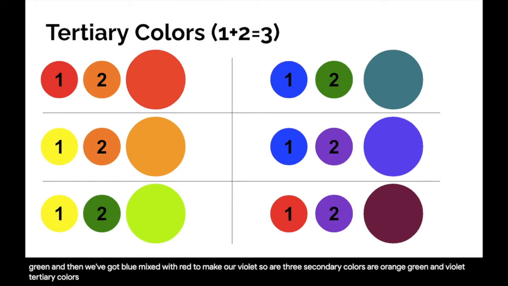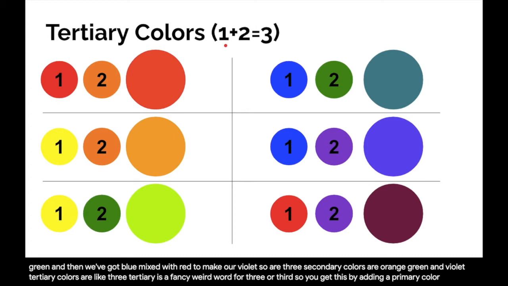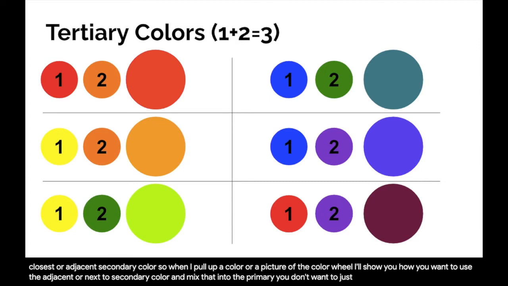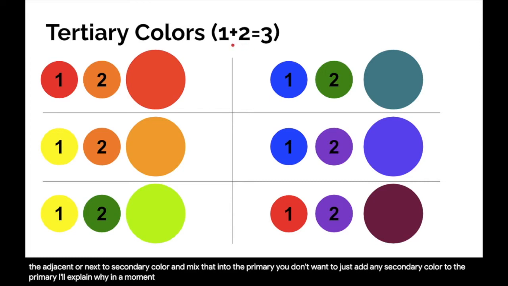Tertiary colors are like 3. Tertiary is a fancy weird word for 3 or third. So you get this by adding a primary color to its closest or adjacent secondary color. So when I pull up a picture of the color wheel, I'll show you how you want to use the adjacent or next to secondary color and mix that into the primary. You don't want to just add any secondary color to the primary. I'll explain why in a moment. So here are your 6 tertiary colors.